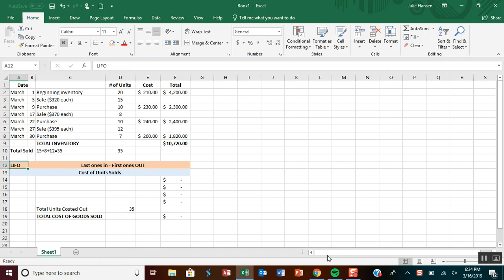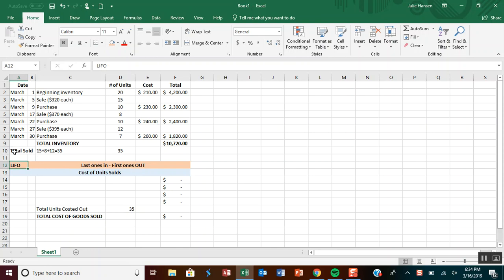Here's a description of the inventory methods. I'm going to start out with LIFO, which is the last ones in are the first ones out. The whole idea here is that we're trying to come up with the cost of the goods that we sold. So I took this from the problem. Your numbers may not be exactly the same as mine, but the idea is completely the same.